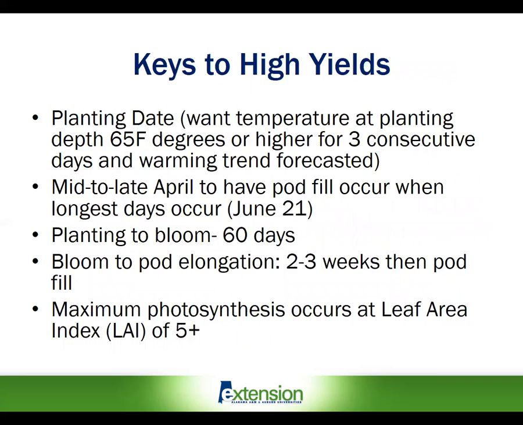So the key to this early production system, of course, is planting date. You want to plant as early as possible. In North Alabama, that's going to be somewhere between April the 15th and the 20th. A lot of this is going to be determined by your soil temperatures. You want that soil temperature at planting depth to be 65 degrees or higher for 3 consecutive days and a warming trend forecast. If you do this, you're going to plant in mid to late April. You're going to have pod fill when we get our longest days of the year, and that is June 21st.